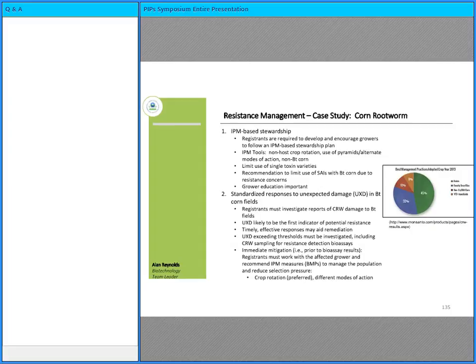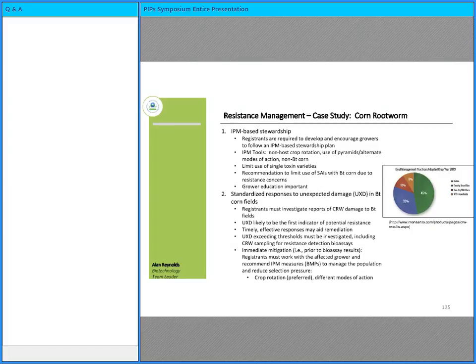One aspect of it is that EPA sought to limit the use of single toxin varieties, which are more at risk of resistance than the pyramided varieties. So along those lines, each company committed to a phase-out strategy for their single toxin products, such that by 2020, the vast majority of Bt corn targeting rootworms should be pyramided.